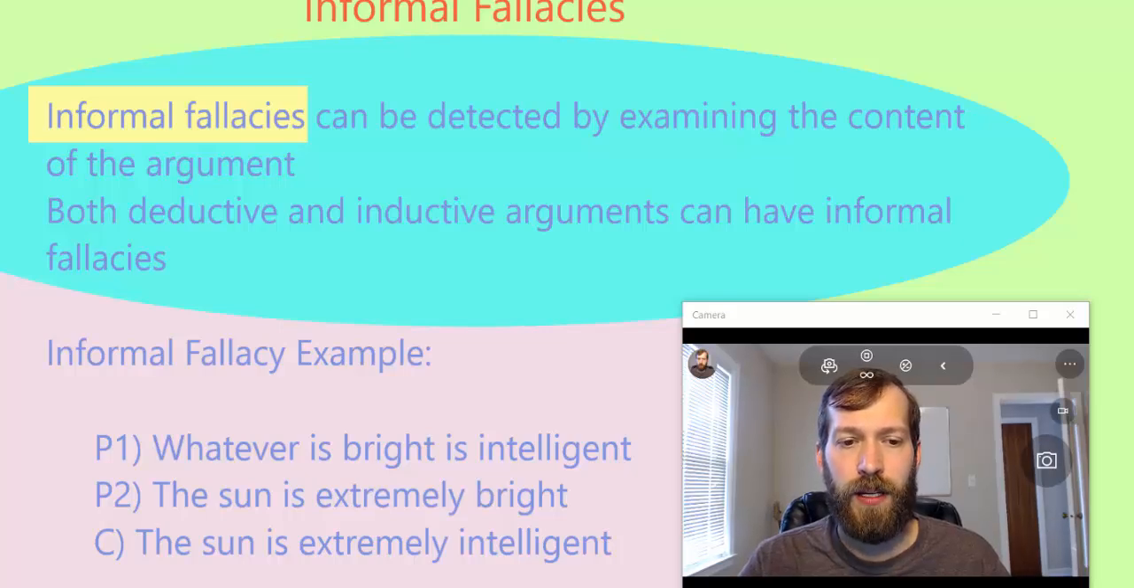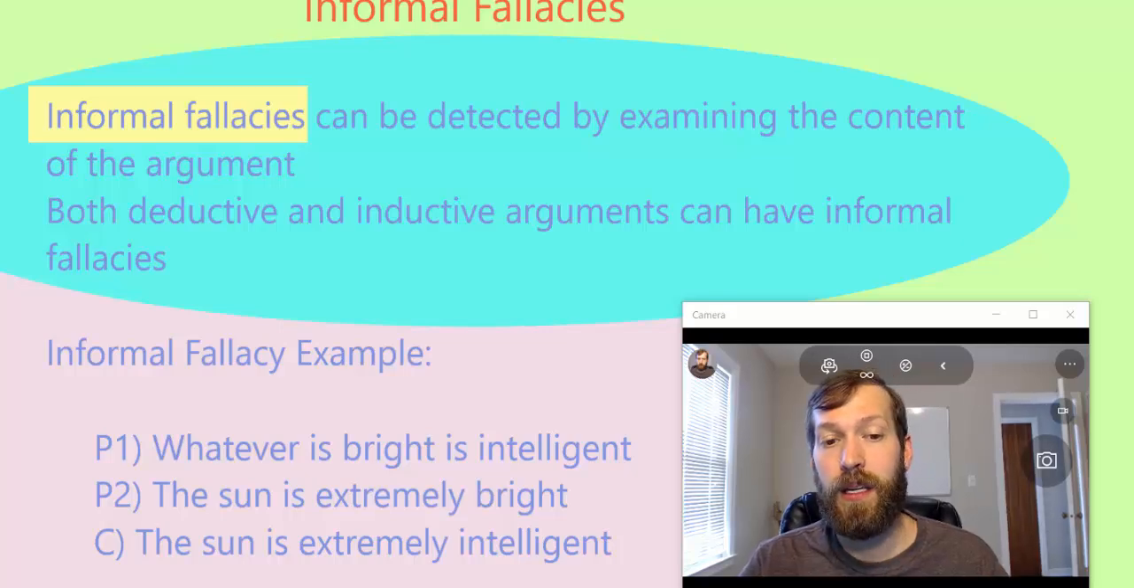So here we have an example of a deductive argument that contains an informal fallacy. It says 1, whatever is bright is intelligent. 2, the sun is extremely bright. Therefore, the sun is extremely intelligent. So the problem here is that one sense of the word bright is intelligent, and another sense of the word bright has to do with lots of light. So what's happening is what we call equivocation.